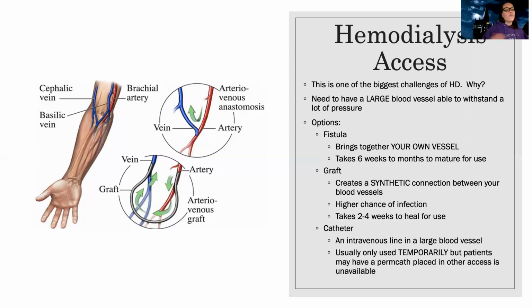And then the last option would be a catheter, almost like a central line. It's put usually here in the right upper chest. It's called a perm cath. It's inserted in your large blood vessel, and it usually is only used temporarily. But some patients have tried every access, every blood vessel we could possibly use, and there's no other option. So this is the only choice that they have.